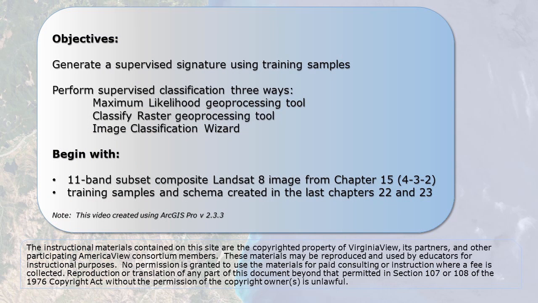In this, the final chapter on supervised classification, we demonstrate creating a signature file and conducting the supervised classification. There are many other techniques and algorithms not mentioned here to conduct a supervised classification. Begin with the 11-band composite Landsat 8 image created in Chapter 15, set to natural color, and the training sample shapefile created in Chapter 23, symbolized to match our information classes.